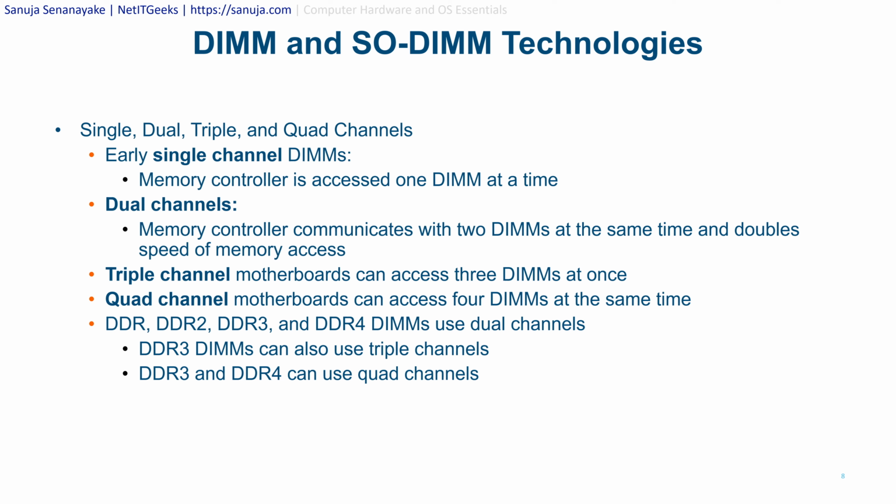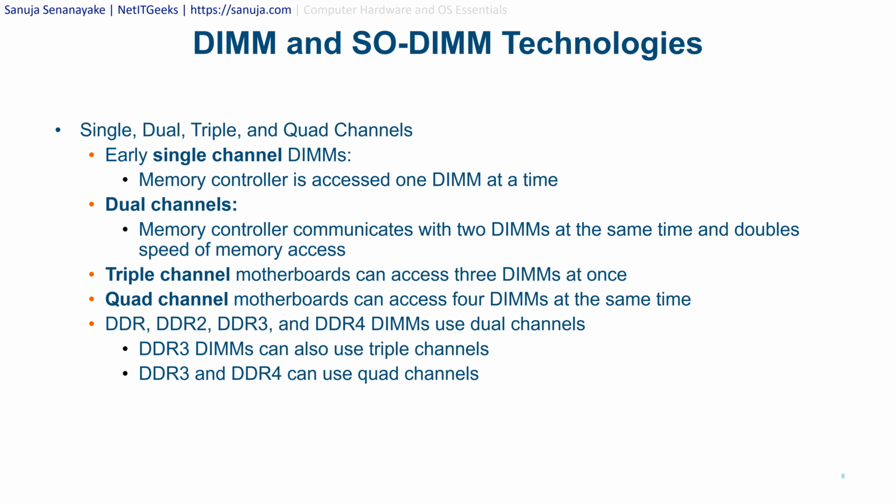Which is slower compared to modern technologies such as dual, triple, and quadruple channels. With dual channels, the memory controller communicates with 2 DIMMs at the same time and doubles the speed of memory access as a result. So instead of having access to one DIMM module at a time, dual channel allows the memory controller to access 2 modules at the same time if they are properly installed.